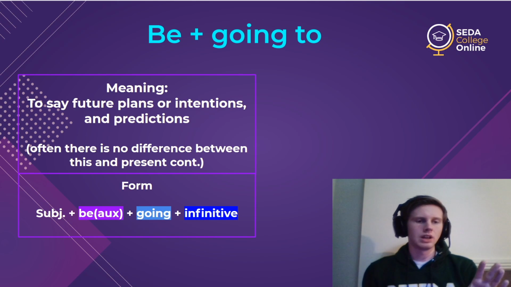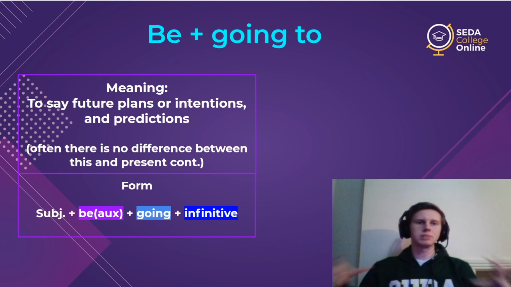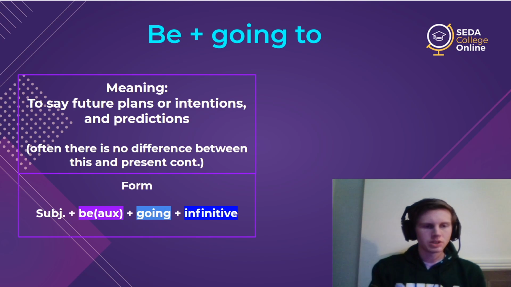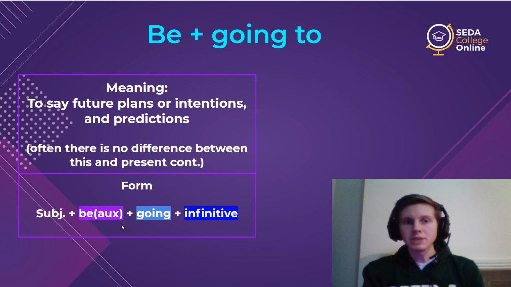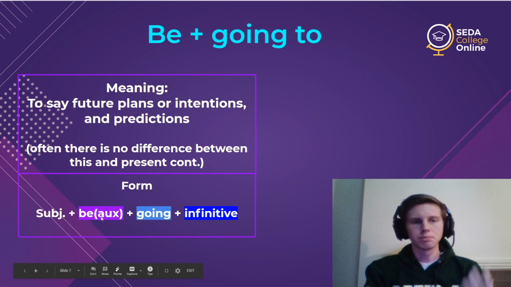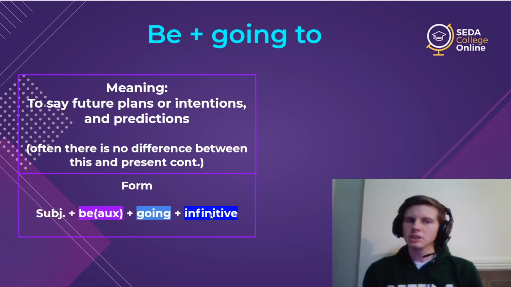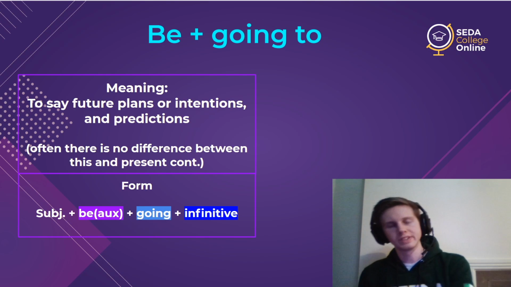So let's look at the form. The form is more complex here because we have more parts to this verb. We have the subject, the auxiliary verb be, which I've put in purple, going to in kind of a teal blue color, and then infinitive in a dark blue color. So subject, be verb, going, and infinitive verb, or going to infinitive.